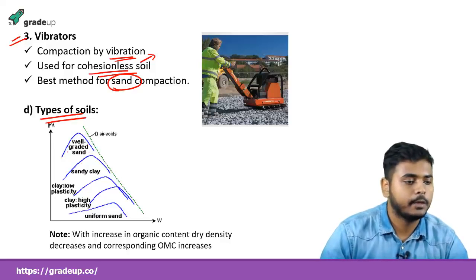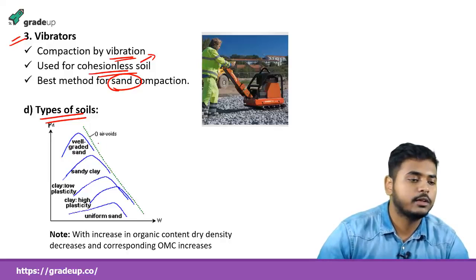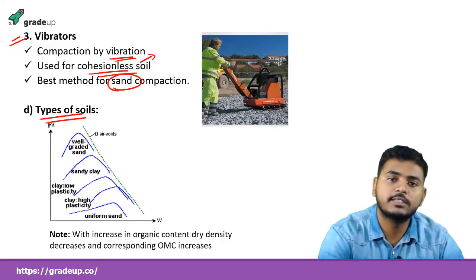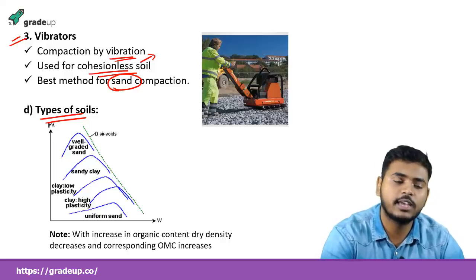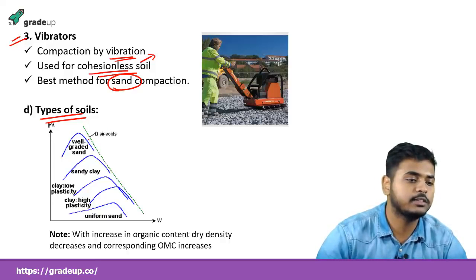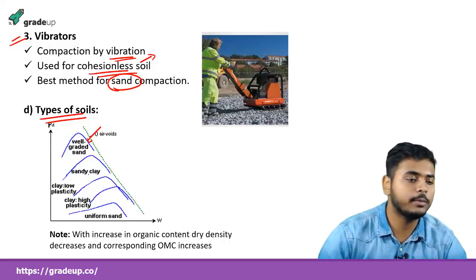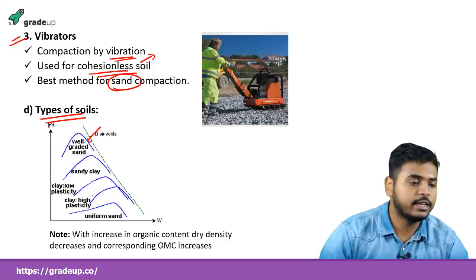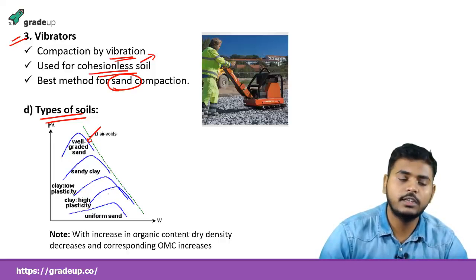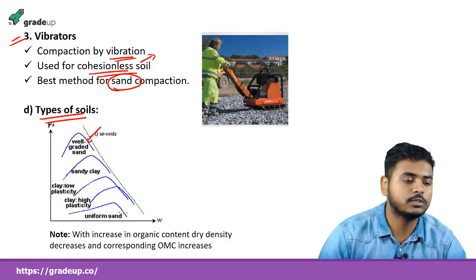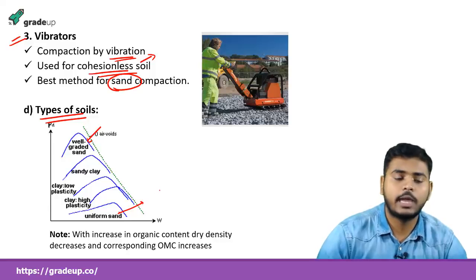compaction. The well-graded soil, that is having particle size of almost all the sizes present, that is a well-graded sand or gravel, has the highest dry density and has the minimum OMC. Okay, and then sandy clay, then clay with low plasticity, and then clay with high plasticity, and finally uniform sand, that is uniform sand or gravel or uniform coarse aggregate, because they have same diameter of particle.